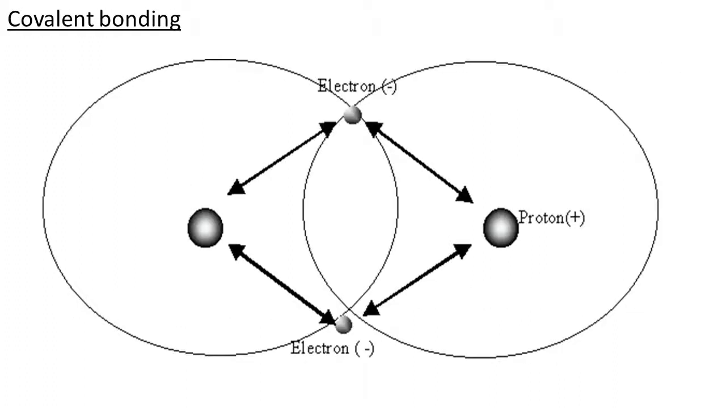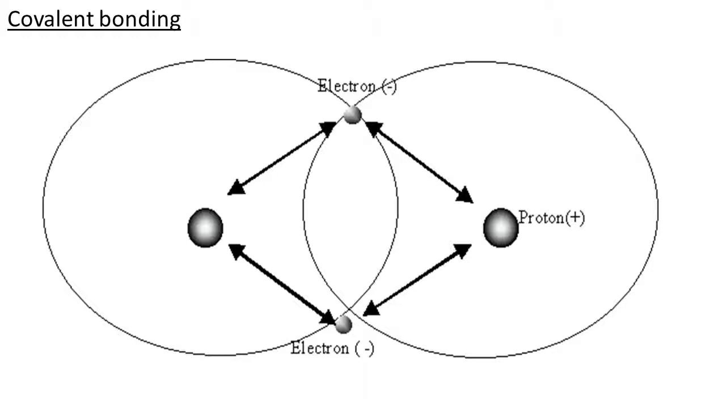Okay, let's move on. Covalent bonding. We're still talking about sticking these atoms together. One of the ways that happens is covalent bonding. Now again, I've done a video on covalent bonding. Search through my videos, find the one on covalent bonding if you want me to go into more detail. But basically covalent bonding is sharing electrons.